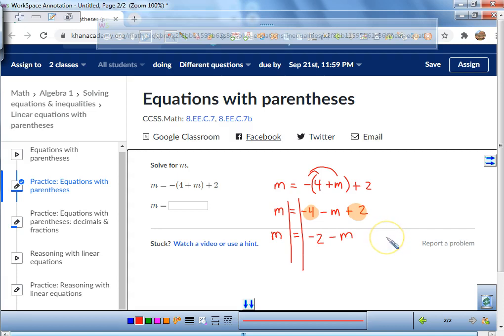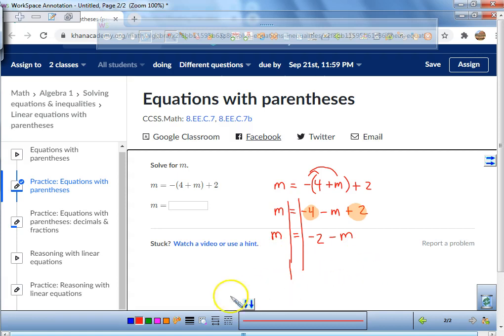Now, do we have all of our variables on one side of the equal sign? We do not have all of them on one side of the equal sign. So you have to make a choice. Do we want to move them over here to the left side? Do we want to move them over here to the right side? What do you guys think would be the easiest thing to do? Moving them to the left or moving them to the right?